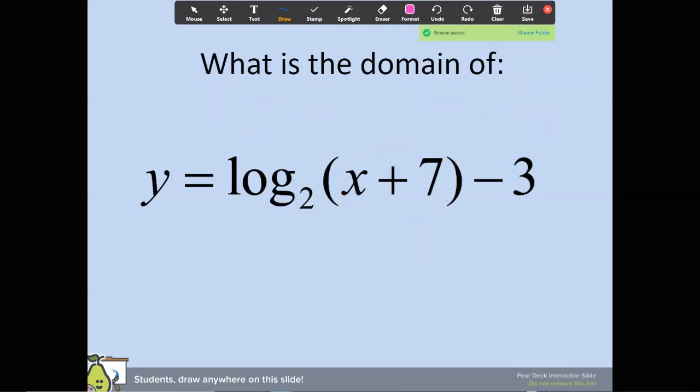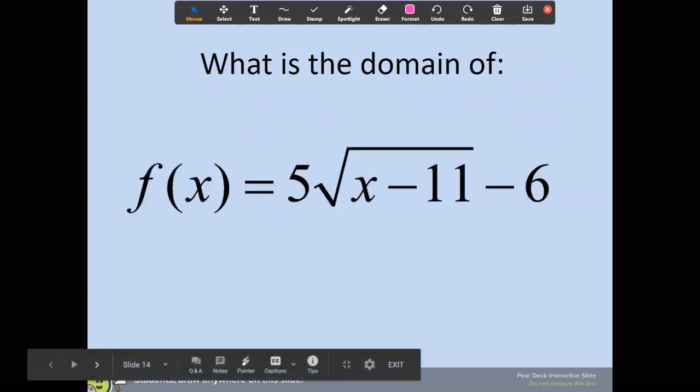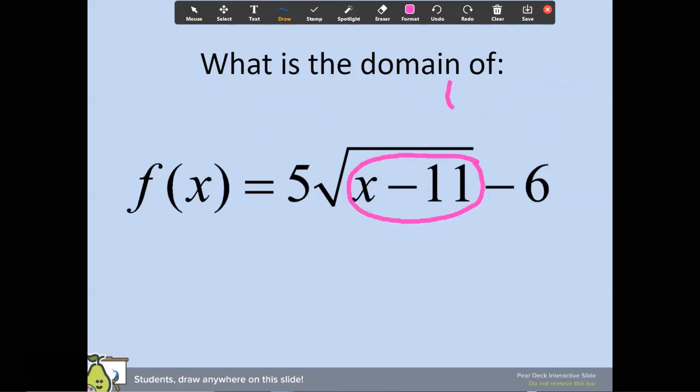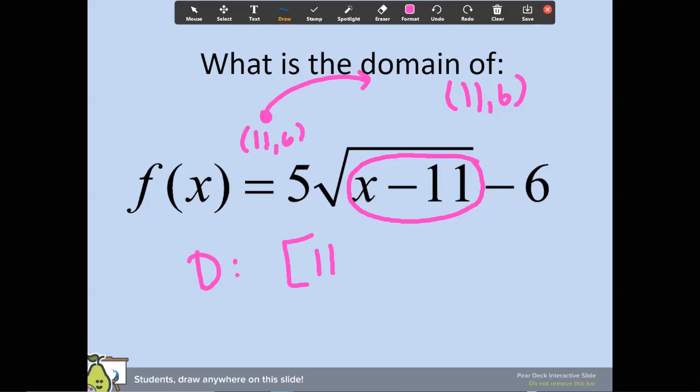Okay, next problem. What is the domain? Again, we are looking for our locator point. 11,6 would be our locator point. Just a very rough sketch. This 11,6 would be the start of my square root, and it would go to the right because my x is positive. So for my domain, I'm starting at 11, square bracket, because I actually have a point at 11, to infinity. And that's going to be our domain.